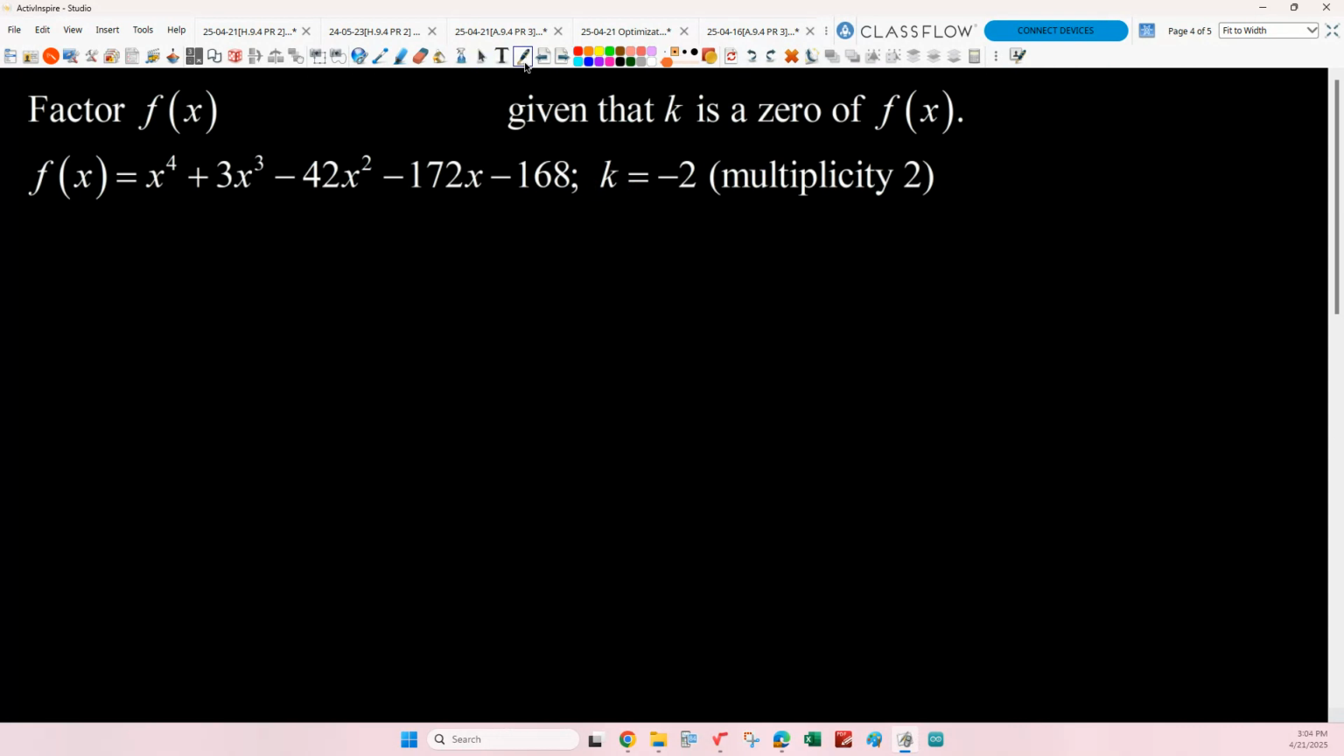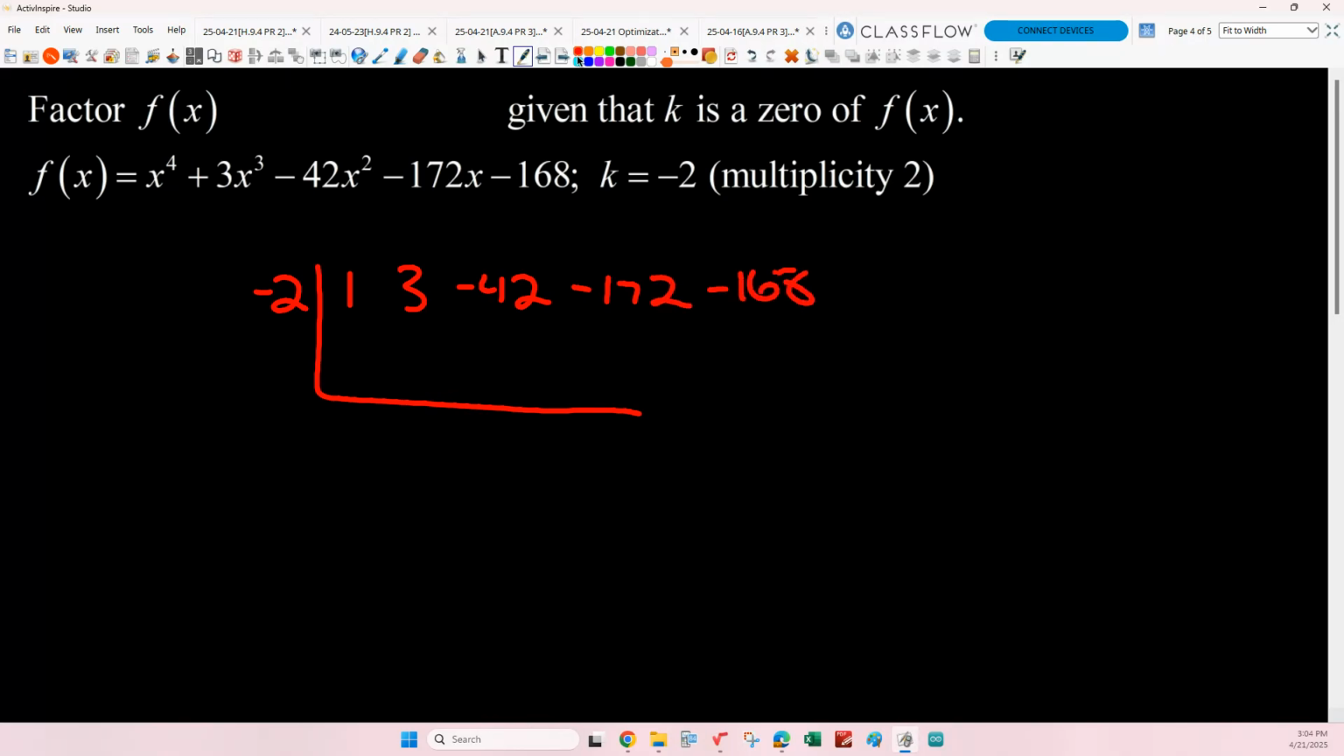So we'd use synthetic division. What goes on the outside? What goes on the inside? Okay, what goes in my remainder box? 0. What do I do from here? Drop down the 1.